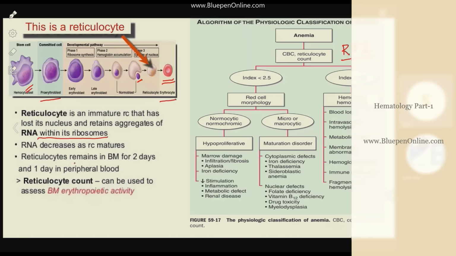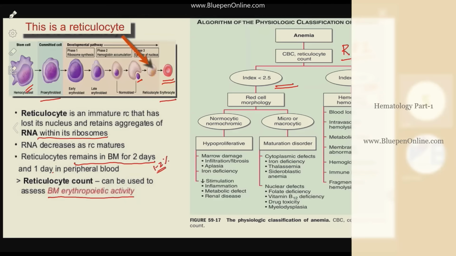Reticulocytes remain in bone marrow for 2 days and 1 day in the peripheral blood. So normally the reticulocyte count is up to 1 to 2%. A reticulocyte count can be used to assess the bone marrow erythropoietic activity. So based on the reticulocyte production index, I can divide my anemia into those which have a low reticulocyte production or a high reticulocyte production.